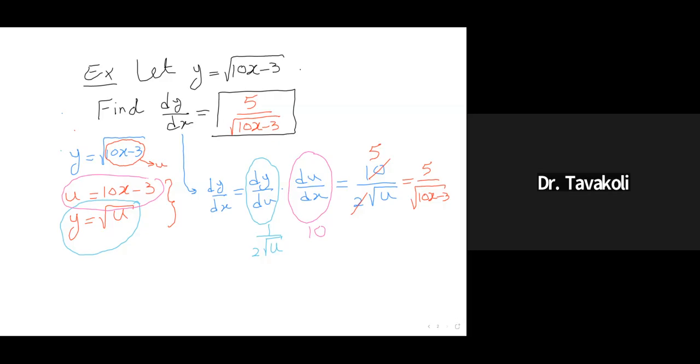Okay, let's do another example where again the function is in fact a composition of two functions. Y is sine of 5t squared minus 6t plus 1. And I want to find y prime or dy over dx.